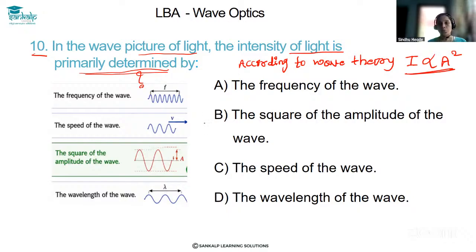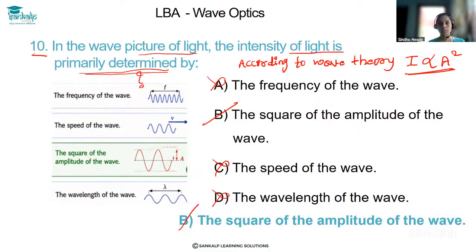So here the correct option is option B, the square of the amplitude of the wave. This is not directly or primarily determined by frequency of wave, speed of wave and also wavelength of wave. These all are wrong. Intensity is primarily determined by the square of the amplitude of the wave. Hence the correct option is option B, the square of amplitude of wave.